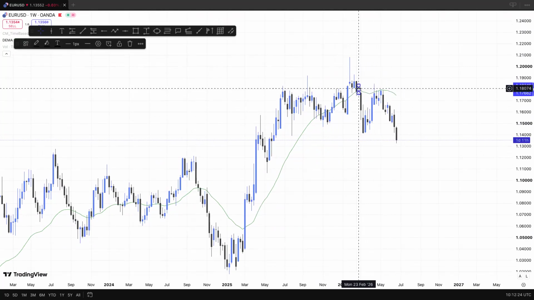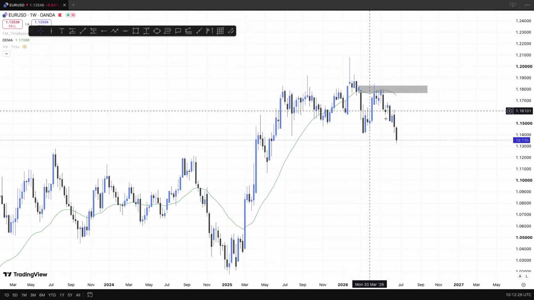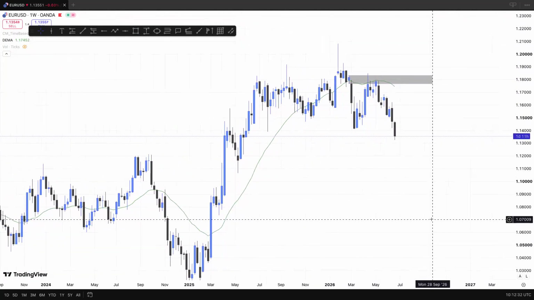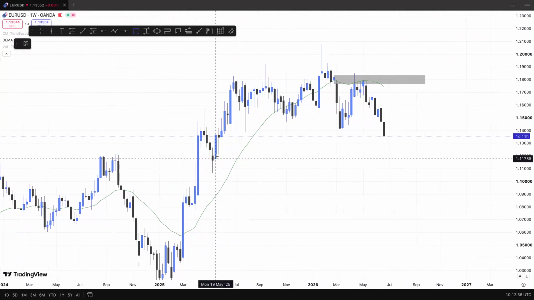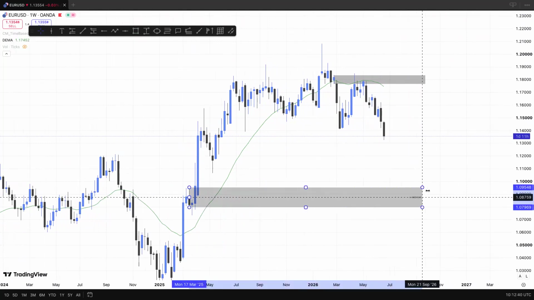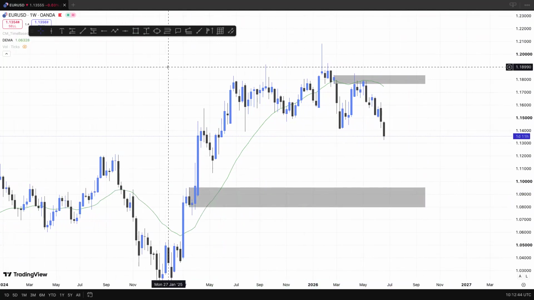we are getting this distribution from this supply right here. Okay. And the next target for the weekly time frame will be this demand right here. Okay. Reason being, we are looking for untouched supplies and demand. Those are the high probability areas to give a distribution from.